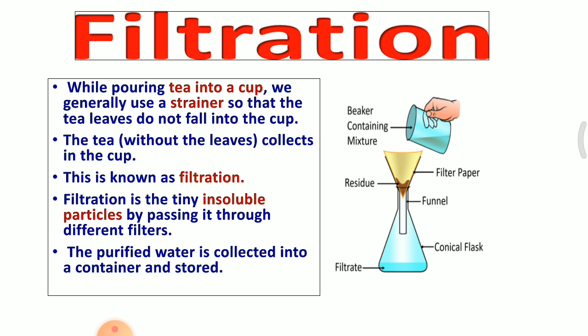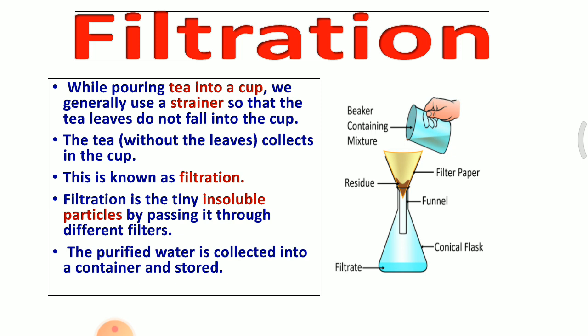Look at this image. Here I took a conical flask instead of a glass tumbler, and a funnel and filter paper in an upper beaker containing impure water. When I pour this impure water into the filter paper, it filters the impurities and passes the pure water into the conical flask.